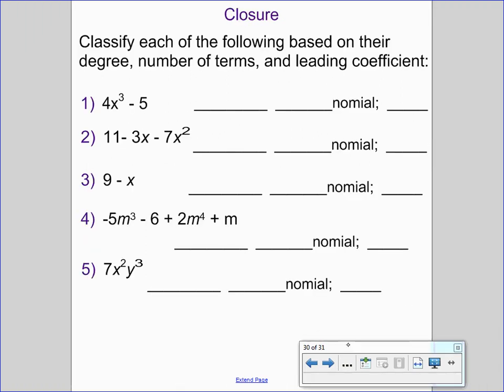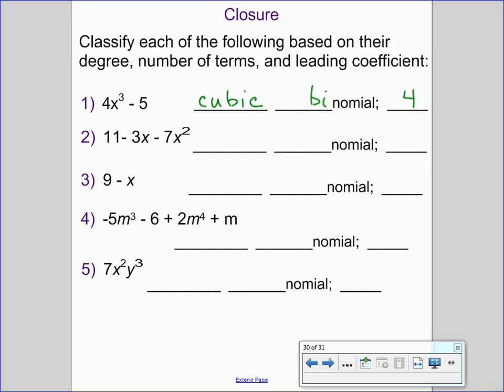If we wanted to classify each of these by their degree, number of terms, and leading coefficient, we could identify this first one as a degree 3. That has a shortcut name. So degree 3, we could say third degree or cubic. So we could call this a cubic binomial because it's 2 terms, with leading coefficient 4. That would be a cubic binomial with leading coefficient 4.